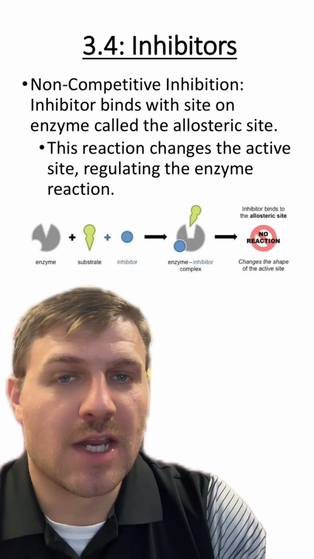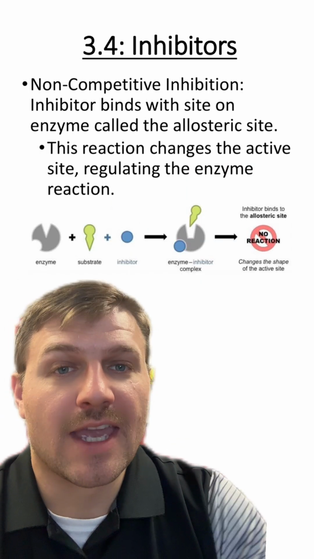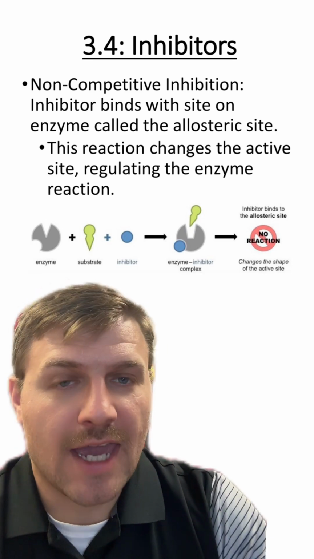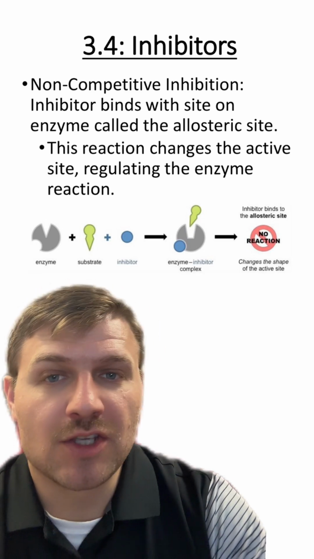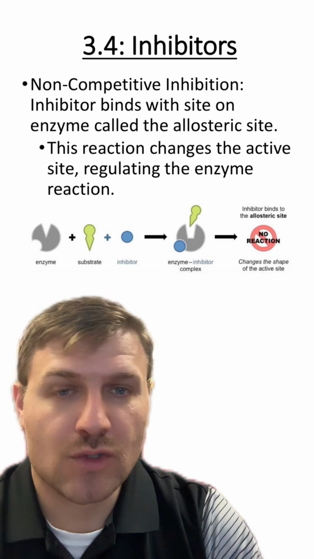Non-competitive inhibition is when an inhibitor is going to bind to the site called the allosteric site. This reaction, again, the binding of an inhibitor with the allosteric site, is going to change the active site in some way, thus regulating the enzyme.